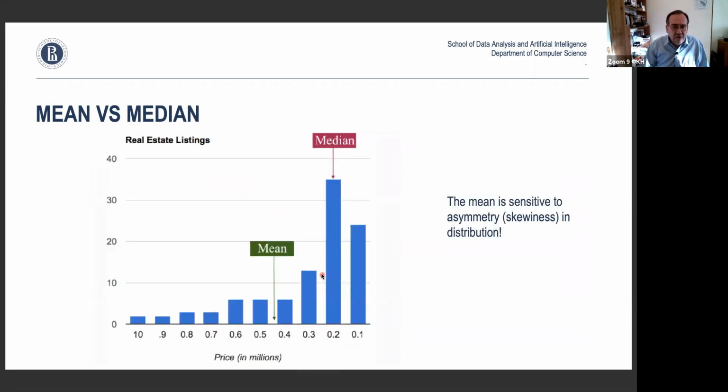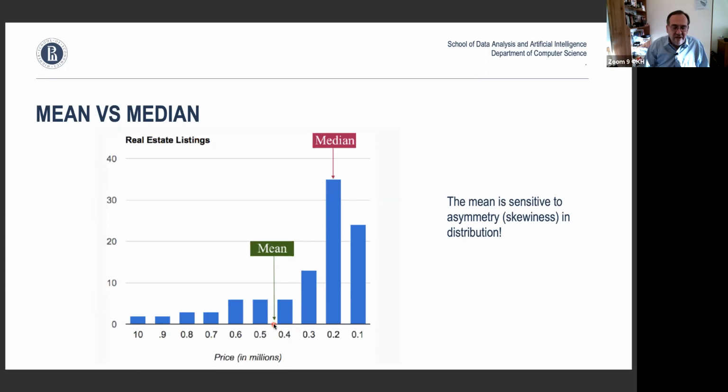Another example, also mean versus median, and I keep showing this because it comes up very, very often. Let's say we look at, for example, the prices of housing. This is data of housing prices, real estate listings, and this is a histogram. It just tells you how many houses there are at certain prices. And if you calculate the mean price, it's going to be right here.